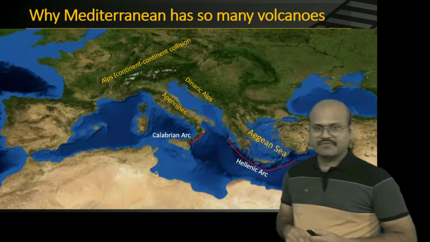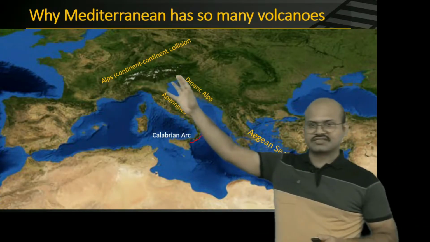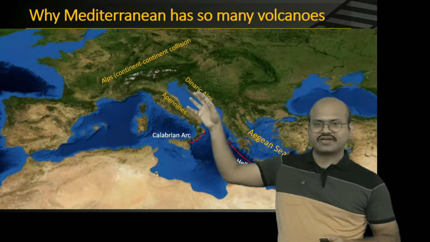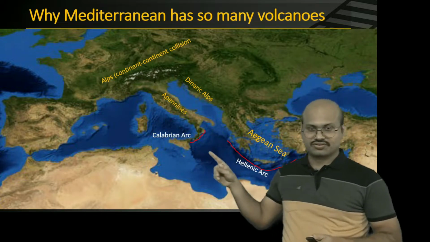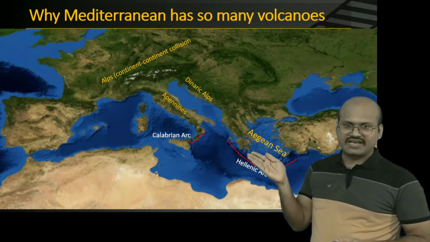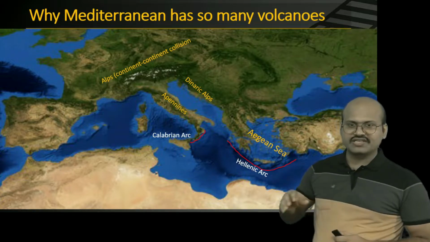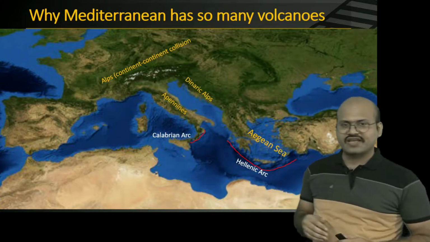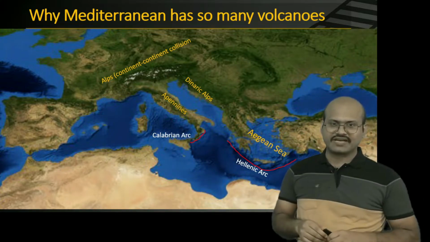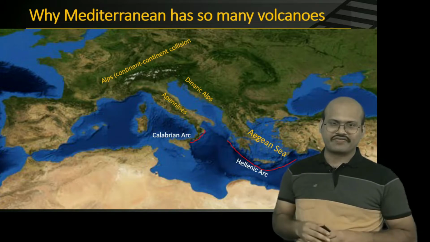If you see this map, we can see some of the mountains that were created because of tectonic activity as well as the subduction zones. Even the Aegean Sea has a back arc because of the subducting plates. So we see that this region is tectonically very active because of a large number of plates having a large number of tectonic boundaries.